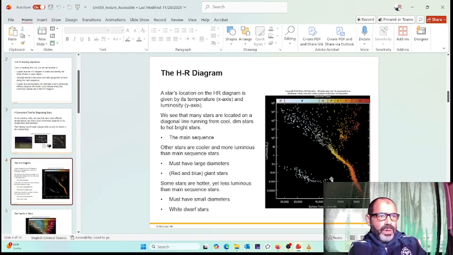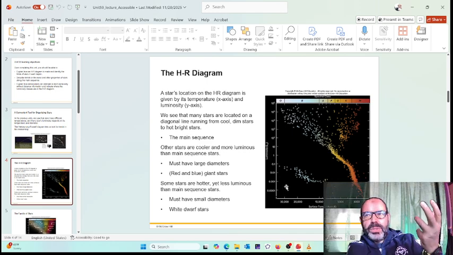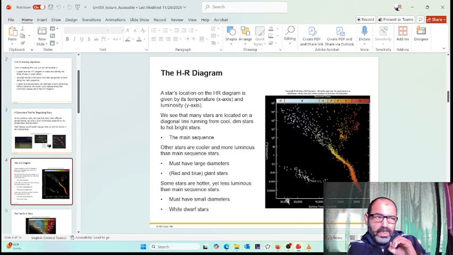And then you have another category that is actually less bright, not as bright. You wouldn't see them with the naked eye, but they're super hot. So that means that they are small. Hence, white dwarf stars. Okay, so this is the main grouping. So we have three: main sequence stars, red and blue giants, and white dwarfs.